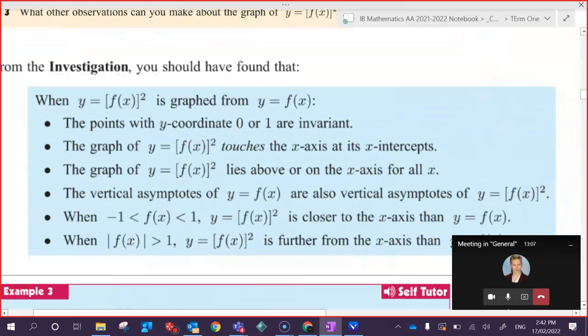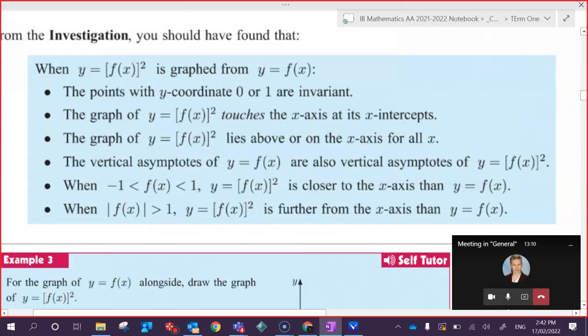What are the important bits and which bits are surprising? I think none of it. Let's have a check. A point with a y-coordinate of 0 or 1 is going to be invariant. That makes sense because 0 squared still equals 0 and 1 squared still equals 1. Is that fair enough? Yeah.